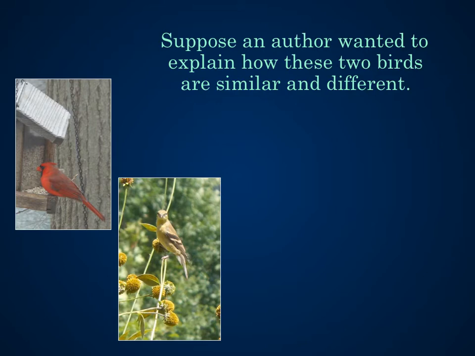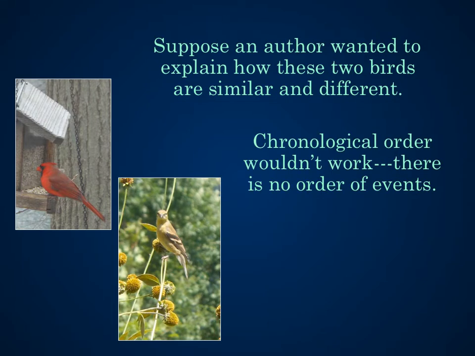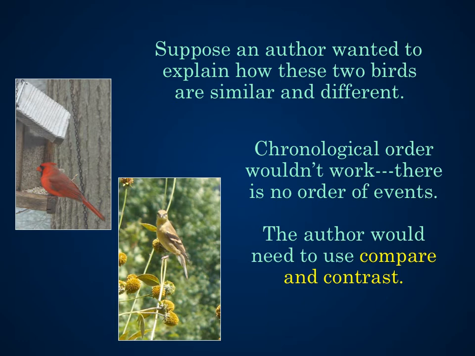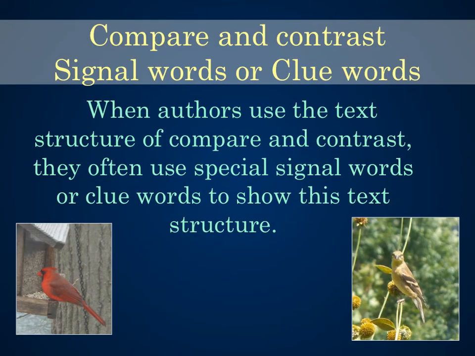Suppose an author wanted to explain how these two birds are similar and different. Chronological order wouldn't work. There is no order of events. The author would need to use compare and contrast text structure. When authors use the text structure of compare and contrast, they often use special signal words or clue words to show this text structure.